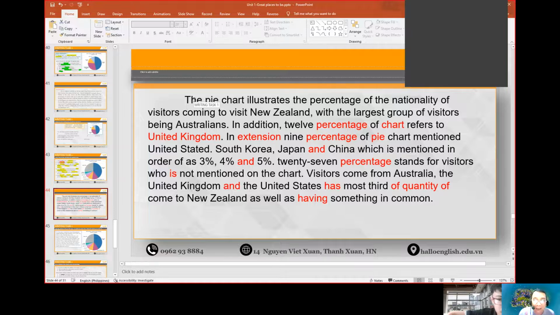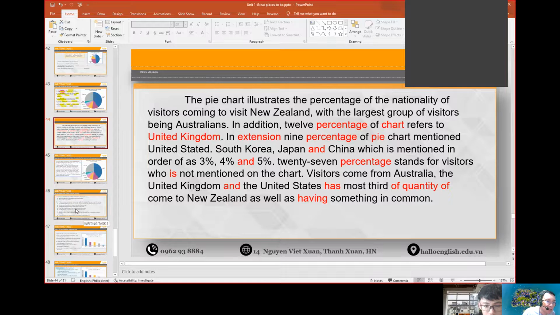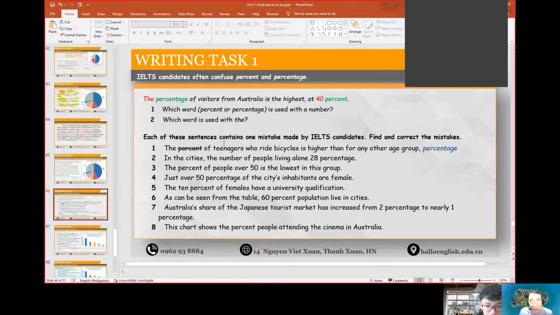Now this is what we are going to understand, Koi. Actually, most of the examinees, the ones taking the IELTS test, get wrong answers when it comes to the use of percent and percentage. So we are going to tackle that now. Now look at this one. IELTS candidates often confuse percent and percentage. Look at this: the percentage of visitors from Australia is the highest at 40%. Which word, percent or percentage, is used with a number? And which word is used with the?